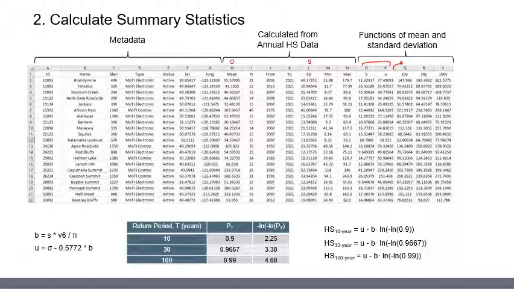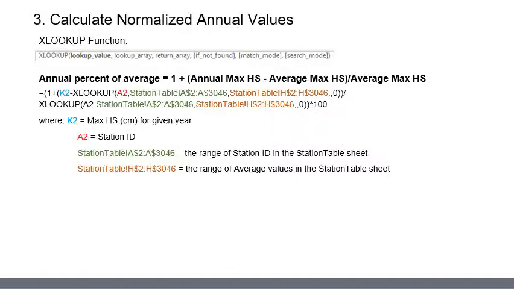So this is a look here at the station HS data table when it's complete, although all the stations aren't showing. And the formulas are included at the bottom. Once the station HS data table is complete, we can then use Lookup Functions to calculate the normalized annual values in the annual HS table.